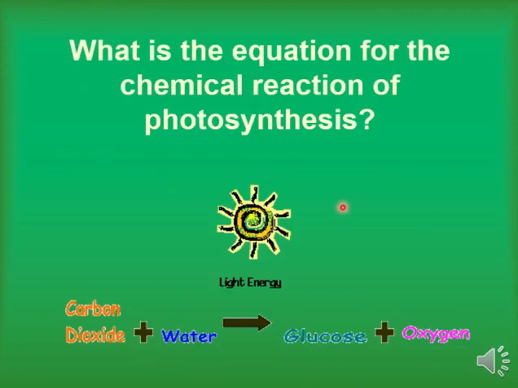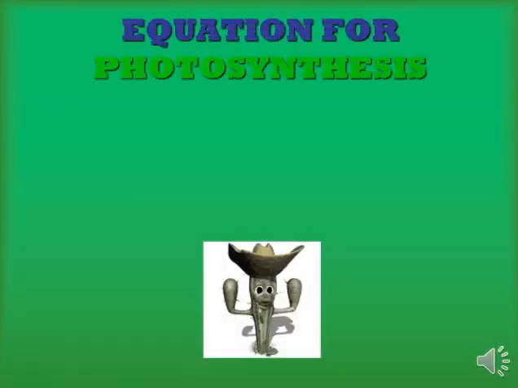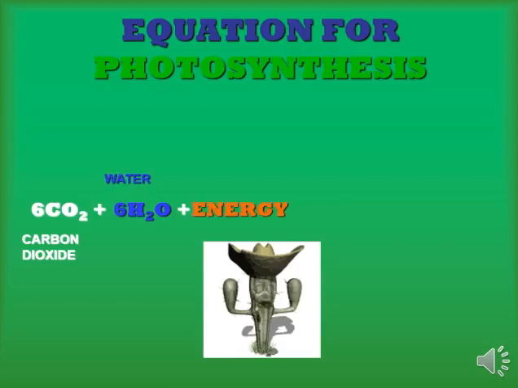Equation for the chemical reaction of photosynthesis. Reactants are carbon dioxide plus water plus sunlight, and the byproducts are glucose and oxygen.